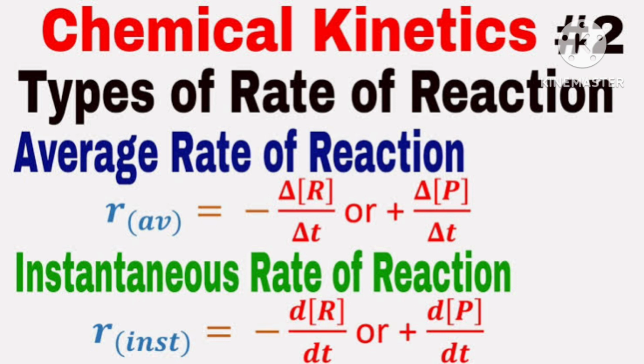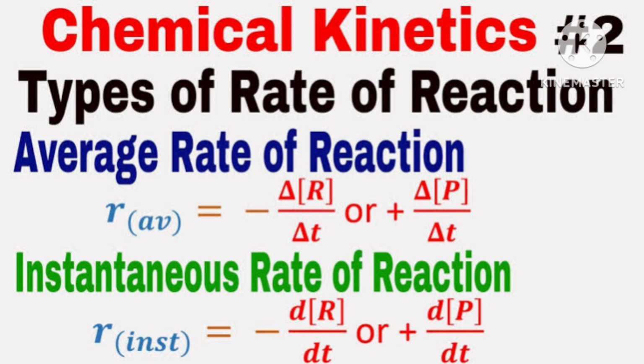Mole L minus 1 means per liter, and time, per unit time, means mole L minus 1 t minus 1, a small t. Correct? This is the way to write. Or you can tell mole per liter per second. Then this is the way to represent the rate of the reaction.